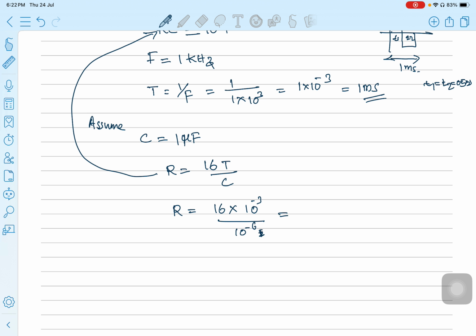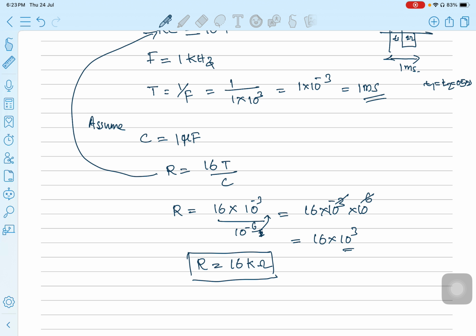Once you solve this, the 10 power minus 6 goes to the top, and it becomes 16 into 10 power minus 3 into 10 power 6. The 10 power minus 3 and 6 combine, and you will get 16 into 10 power 3. So it is 16k, 10 power 3 is kilo. Since it is a resistor, R is equal to 16 kilo ohm. So this is the value for R.